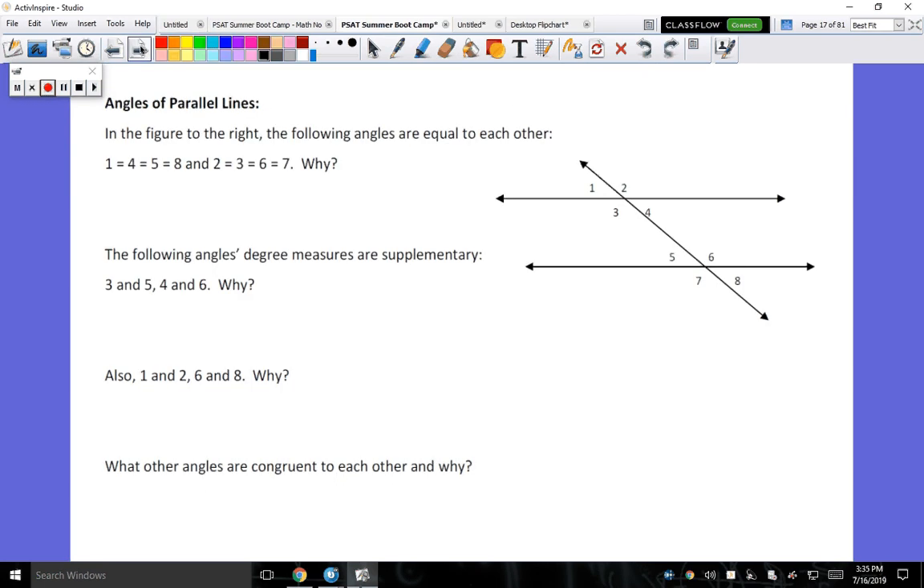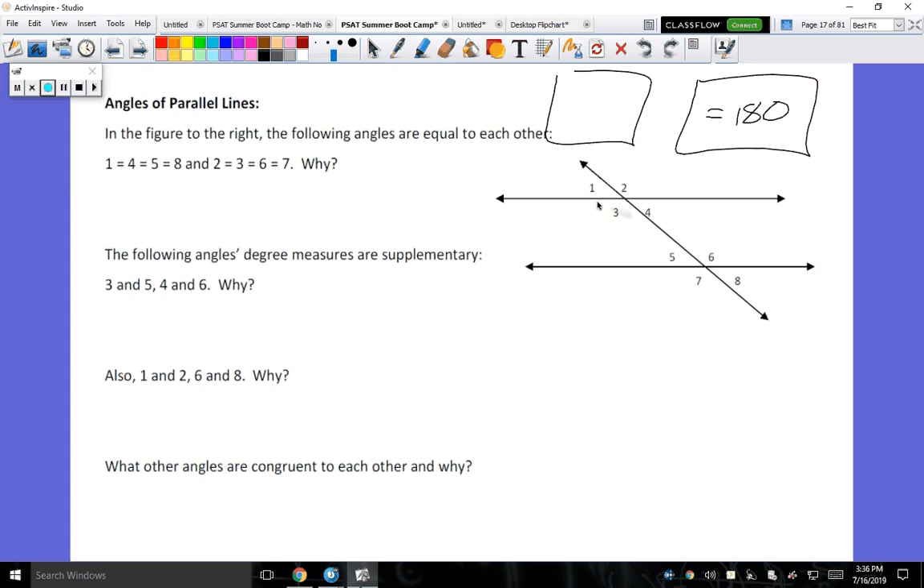All right. Angles of parallel lines. There were a bunch of fancy words with this, but can someone tell me what were the two things that you were talking about when you looked at a picture that looked like this? In other words, I could pick any two angles, like 1 and, give me a number. 3? Okay, so 1 and 3. Supplementary.